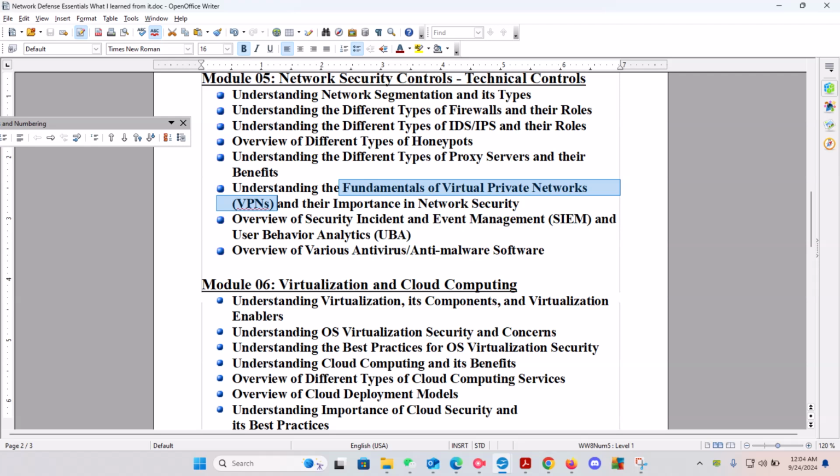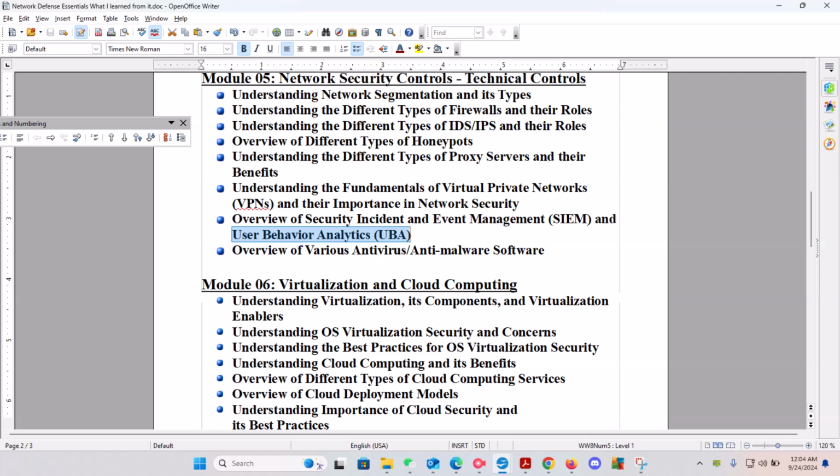Also, I went through an overview of the Security Incident and Event Management, SIEM, and User Behavior Analytics, or UBA. I recommend that you do go through that to get a better understanding of what that is.